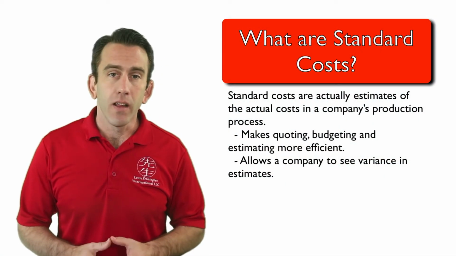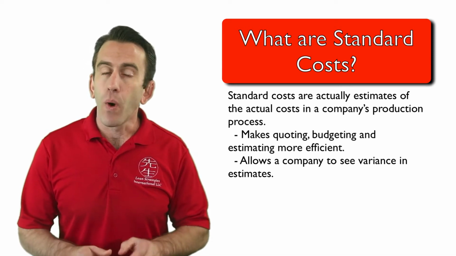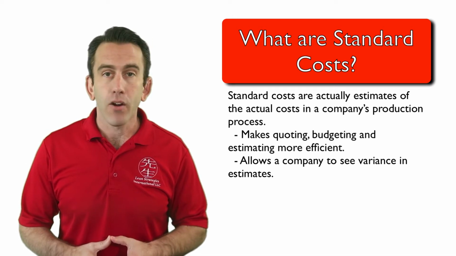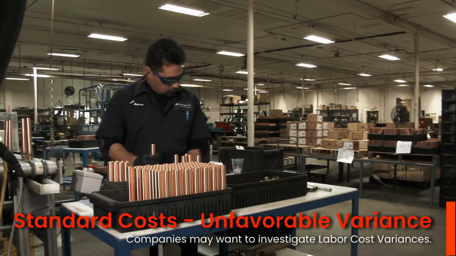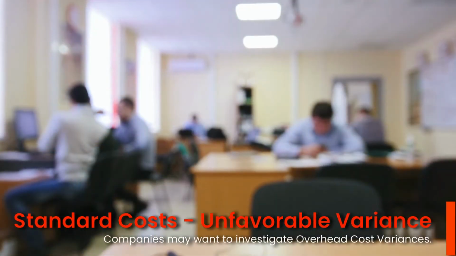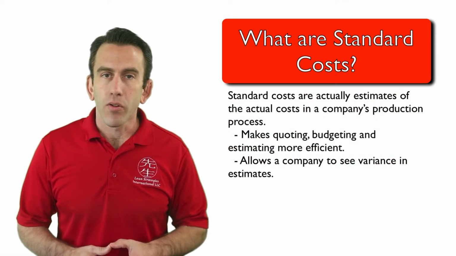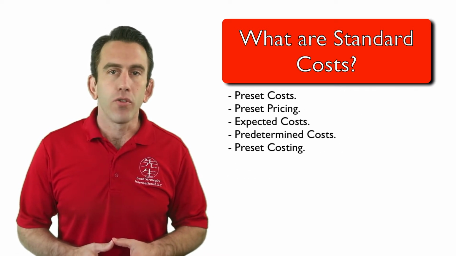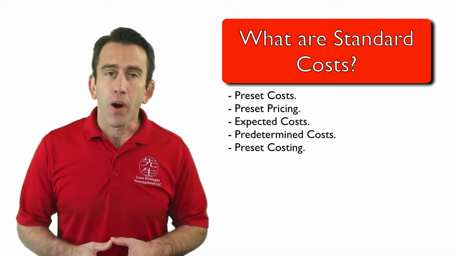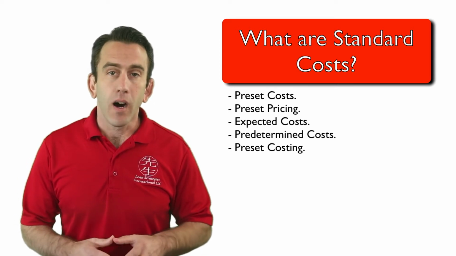If the company's variance was unfavorable, the company must then analyze the data and find where in the manufacturing process the actual cost difference lies. Some areas they may analyze are labor cost variances, material cost variances, and overhead cost variances. By doing this, it will reduce the variance in your estimates and help keep them more accurate. You may also hear standard costs referred to as preset costs, preset pricing, expected costs, predetermined costs, or preset costing.